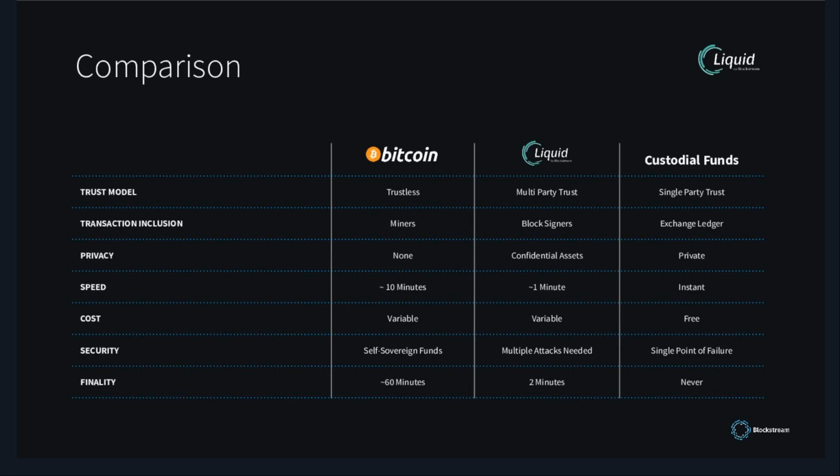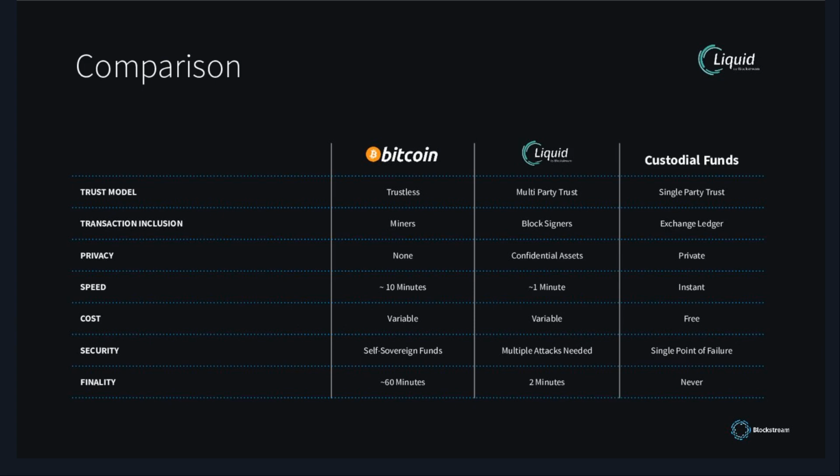I mentioned some of the differences here. Miners are including transactions in Bitcoin. With Liquid, you have what's called a block signer. This is the federation itself. They are actually signing blocks. You need 2/3 of them as well to create a block that is valid. This means that as long as 1/3 of them are honest, you will have a secure blockchain. And then on the other side, if you're doing a transaction on an exchange, they're just updating a ledger, usually some type of database, and they can do that very quickly.